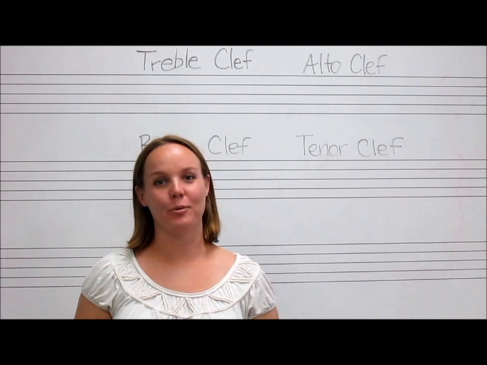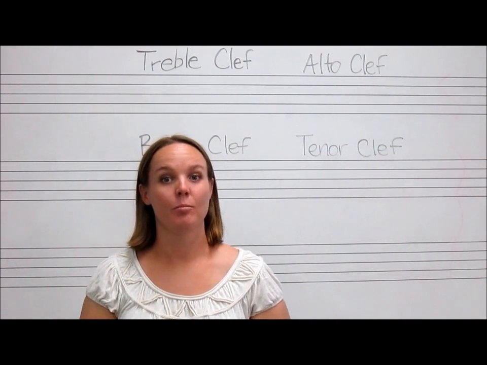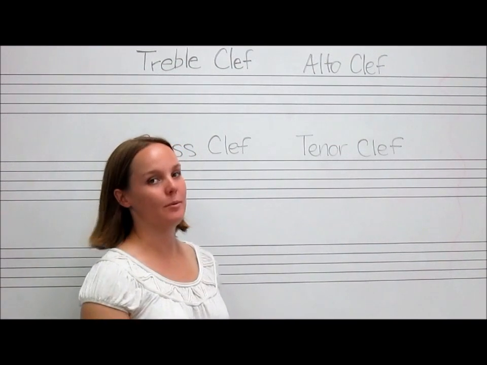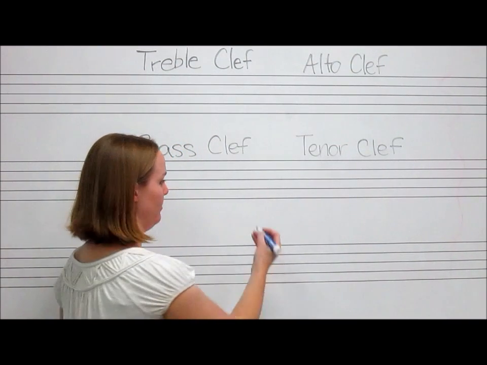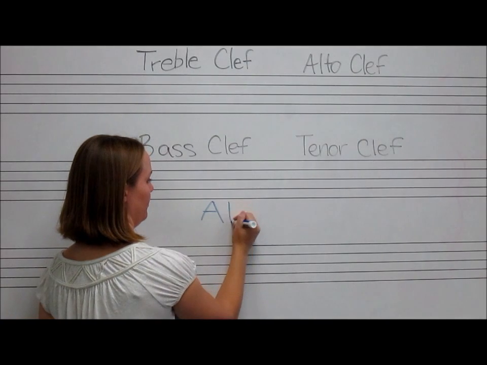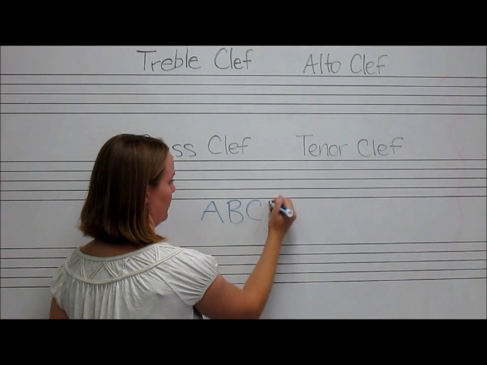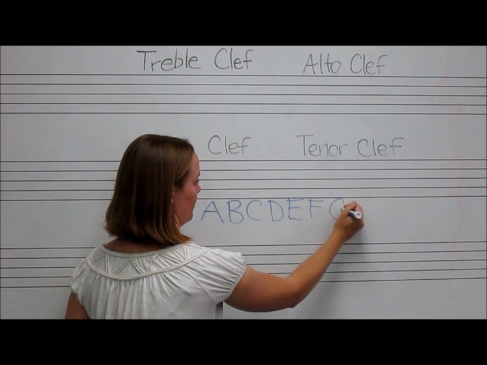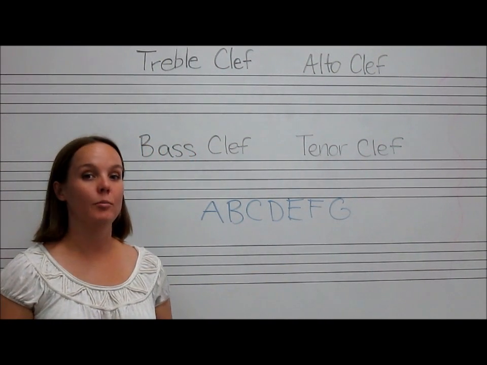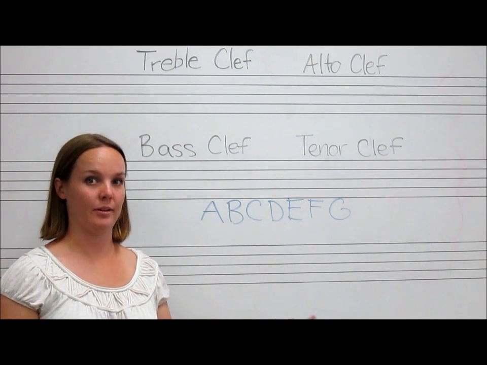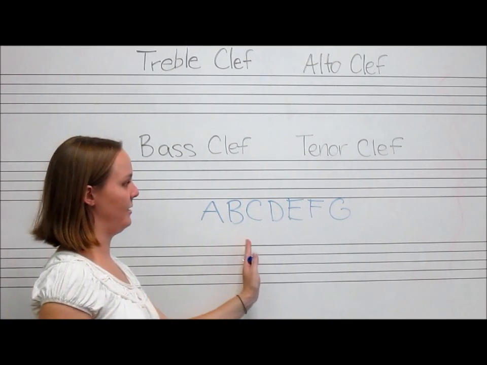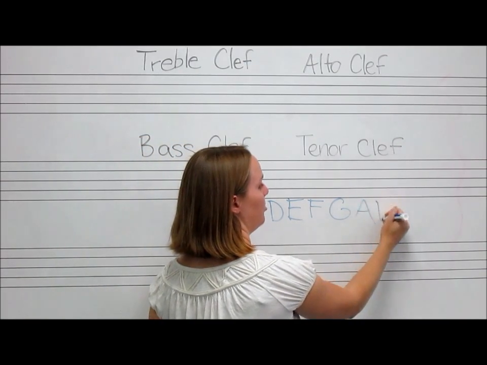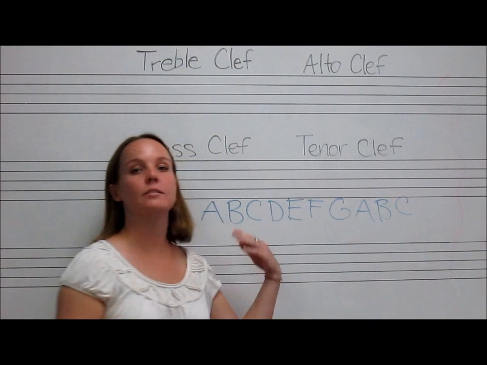Today we're going to talk about the 4 different clef signs in music. But before we get to that, you need to know a little bit about the musical alphabet. The musical alphabet ranges from A to G. And when you get to G, it starts over again with A. So you have A, B, C, D, E, F, G, and then you would keep going. A, B, C, so on and so forth.